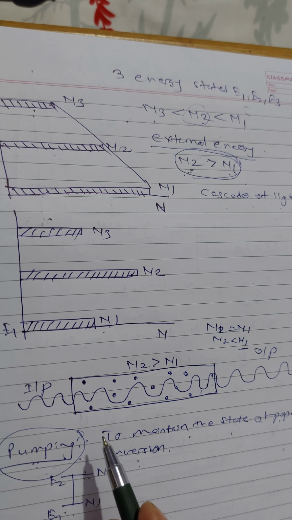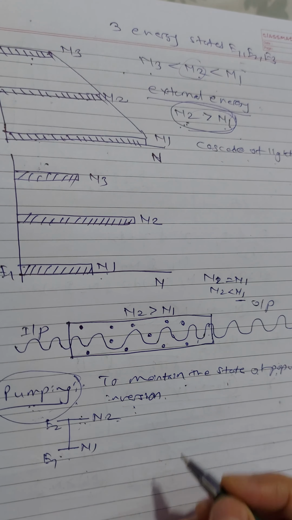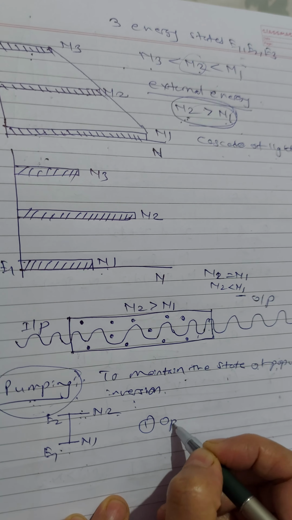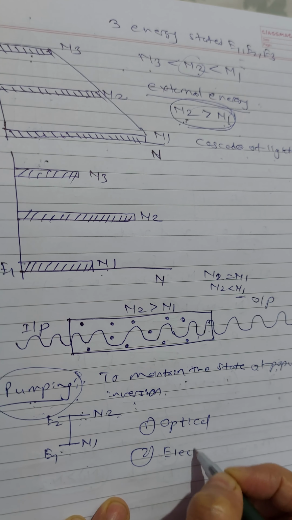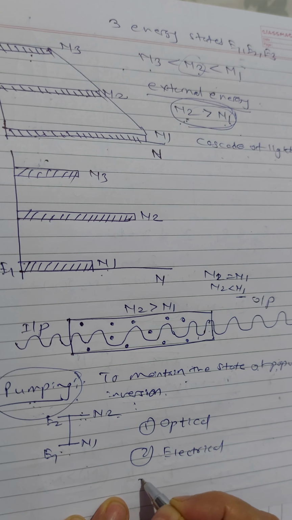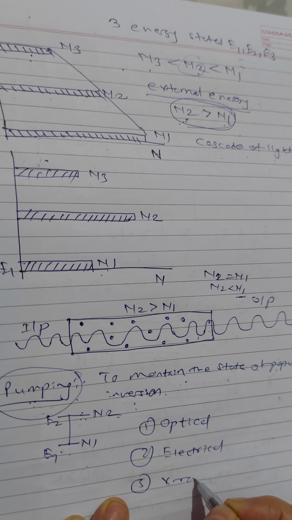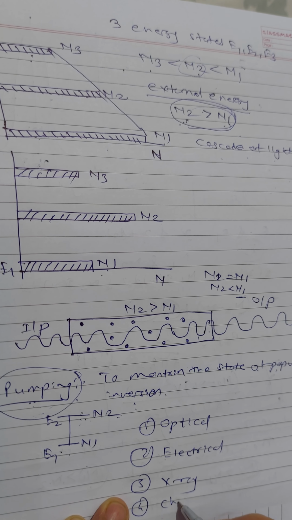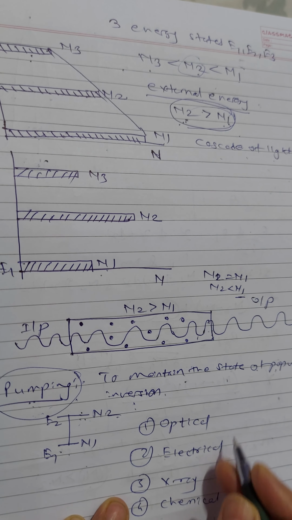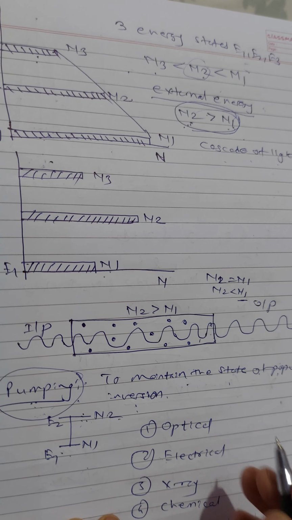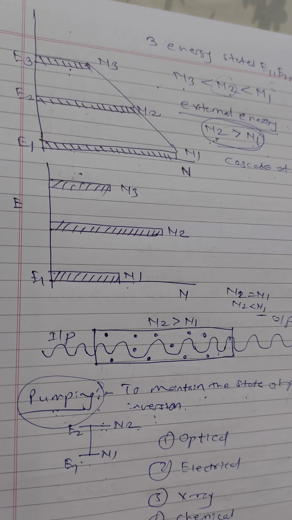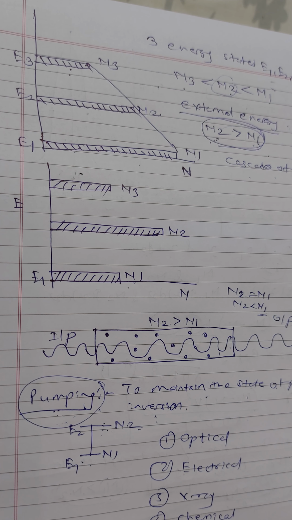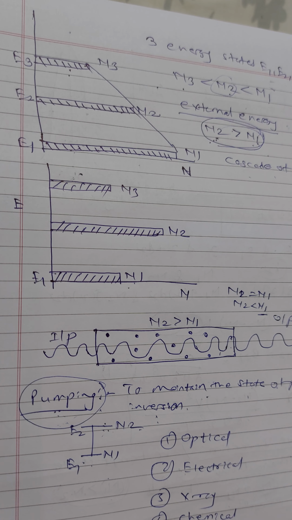Now there are many methods of doing this pumping. The first method is called optical pumping. The second one is electrical. Third is X-ray. And the fourth is chemical. Now details of that I will take a little later. I will not waste time on this. I will directly go to the 2 level and 3 level schemes, or the basic definition of active medium, metastable state, and so on in the next lecture.